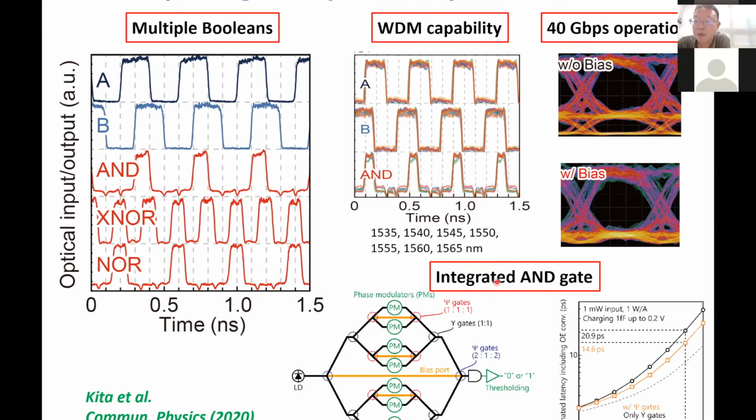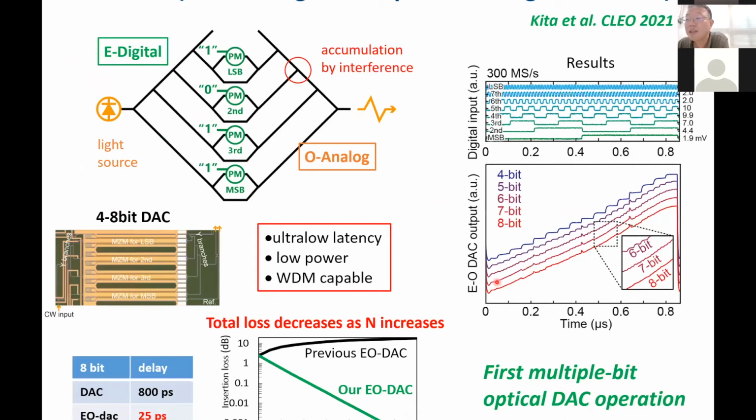And recently, we proposed to apply similar optical interference to realize a digital to analog converter. Here, an electric digital signal is converted to an optical analog signal by use of interference. Importantly, the latency of this EO DA converter is much shorter than that of an electronic DA converter. So this is exactly what is required in optoelectric neural network accelerators.